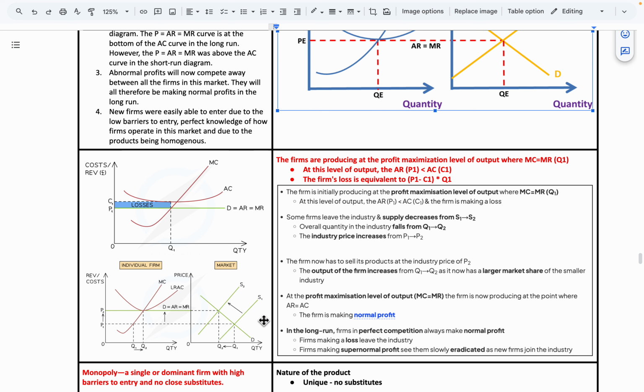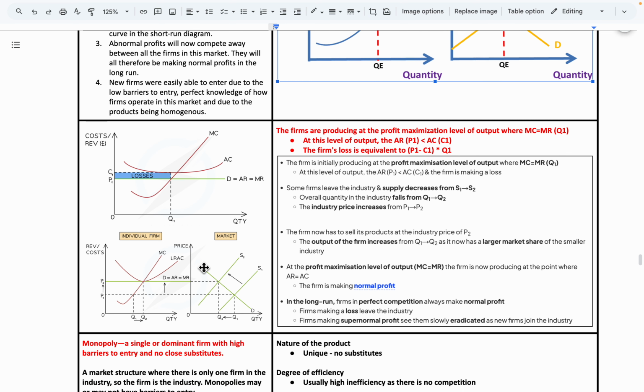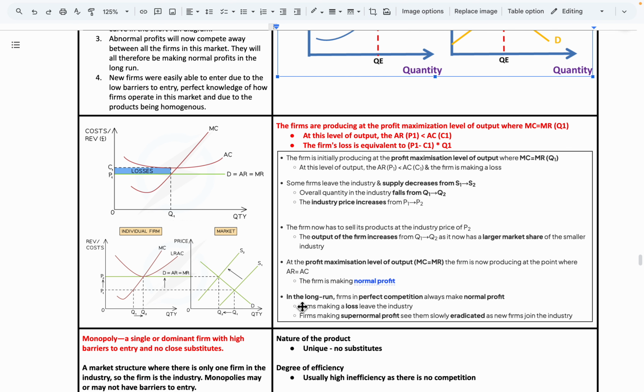At this level of output, AR is less than AC. You can see that AR is average revenue, but that's your average cost, and your average cost is above your average revenue. So, of course, you're going to be making a loss. And the loss is equivalent to this box right here, so it would be C1 minus P1, either way is fine, and then times Q1.